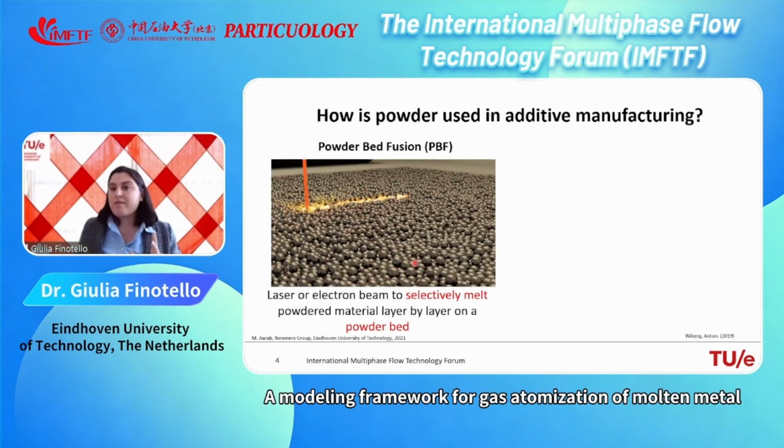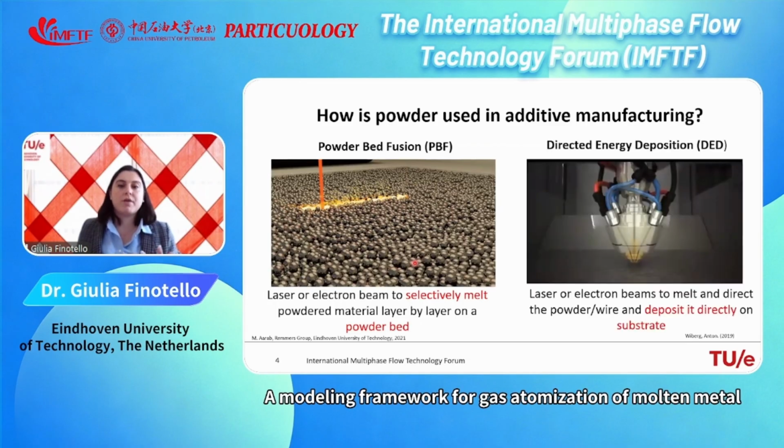But there is, however, another technique where powder is used in additive manufacturing, which is the direct energy deposition technique. In this case, the laser or electron beam is melting directly on the spot the powder or the wire. So very local and direct melting of powder or wire on the substrate. And of course, that's a very complex process which requires a very high control of this deposition.